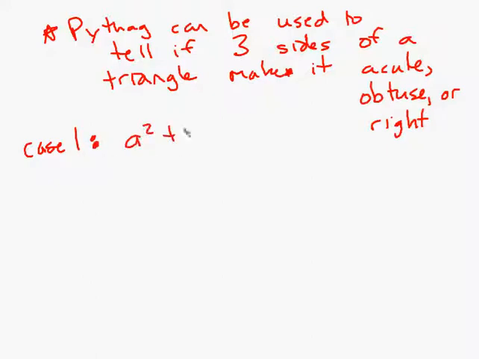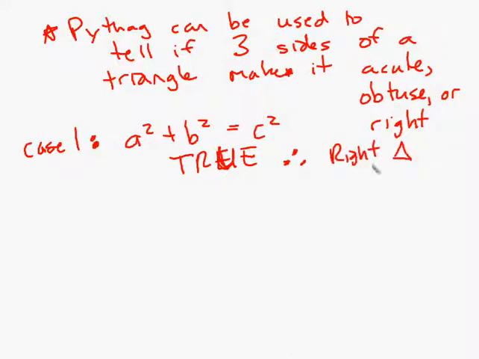A squared plus b squared equals c squared. Well, we've done that one. If this is true, if this works, then I conclude, therefore, it is right. It's a right triangle, if it works.